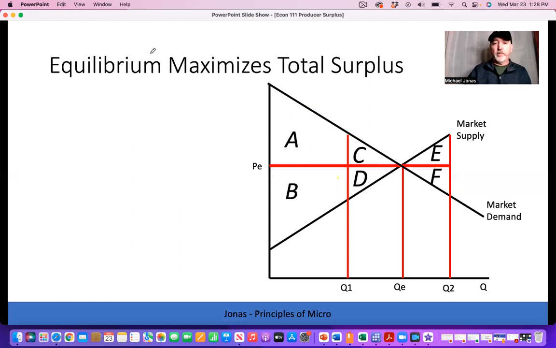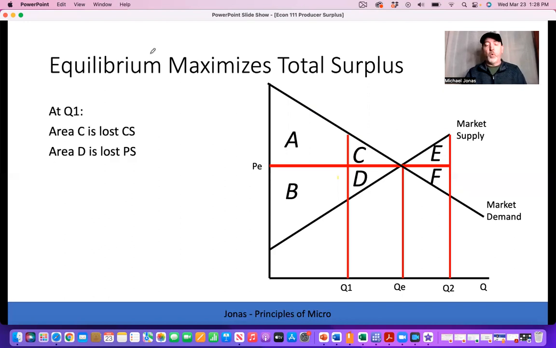So think about what's happening at quantity level Q1. This one's pretty straightforward, right? At quantity level Q1, area A is all we get for consumer surplus, right? The area under the demand curve above the price out to the quantity sold. Well, we have to stop here at Q1. So we've lost area C. We're no longer able to consume those units, so there's no surplus, no net gain available.